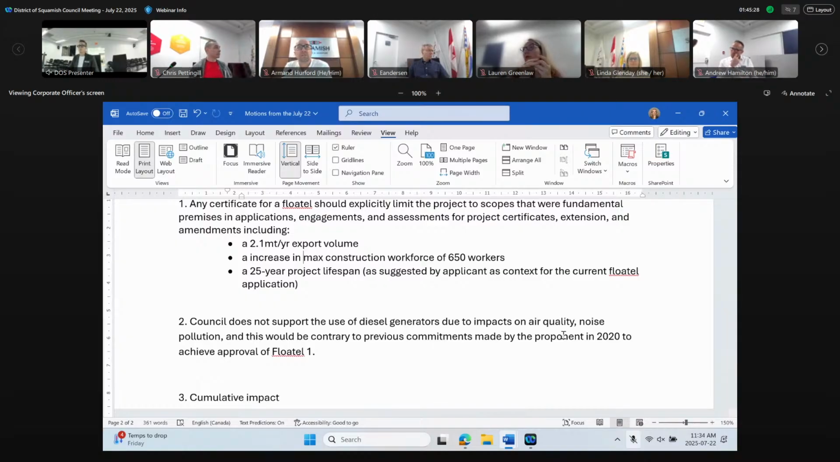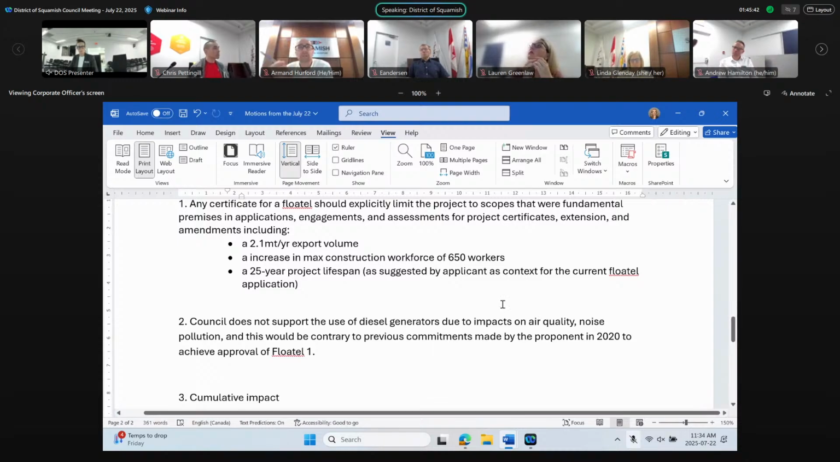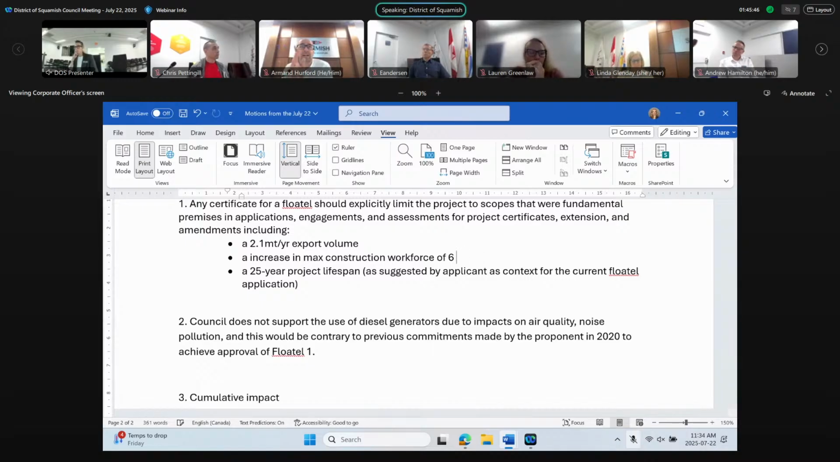To get us through this, I think on point 1, an increase in max construction workforce would be the end of that sentence to me. So the 650 can go away, if that's okay. I'm getting a nod. By putting this here, like, hey, if you want to increase the workforce, let's explicitly talk about increasing the workforce. I think that's what that says, and we can even reinforce that point elsewhere if needed.